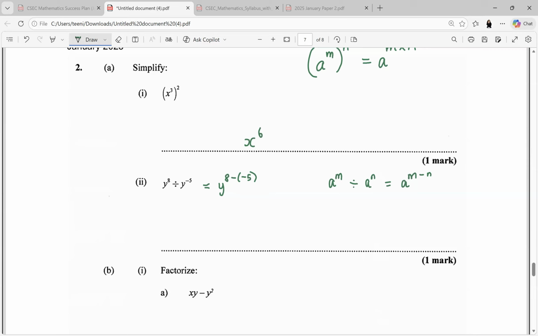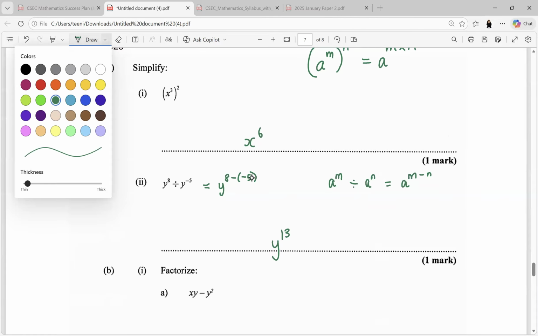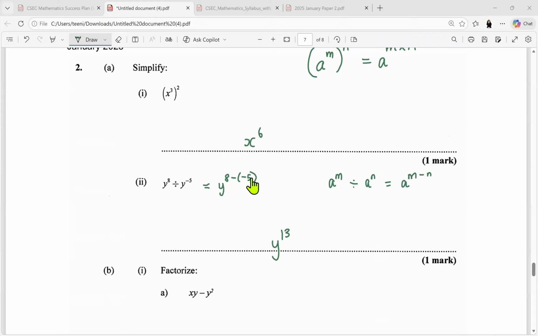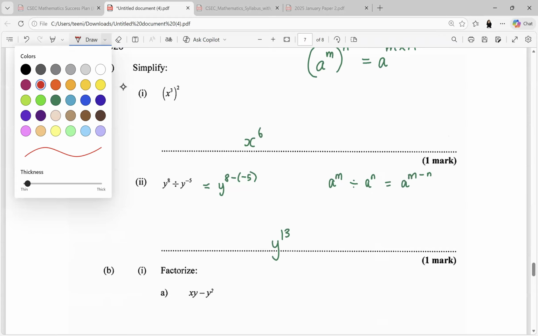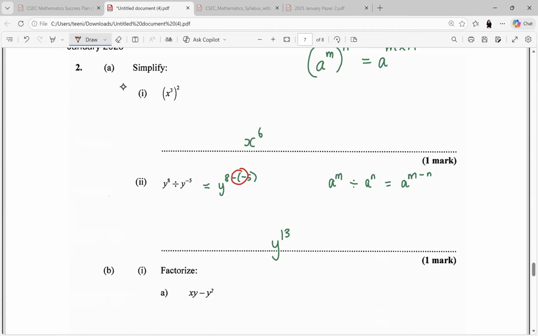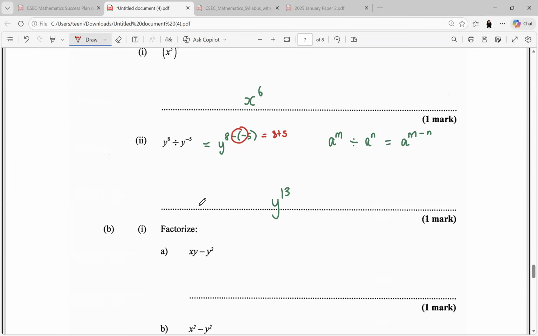Yes, miss. Yep. Y to the power of 13. So this is the part that I think students made a mistake with this year, when they did this paper. You see how you have minus, minus 5? But remember, a minus and a minus would be plus. Good job, Eliana.